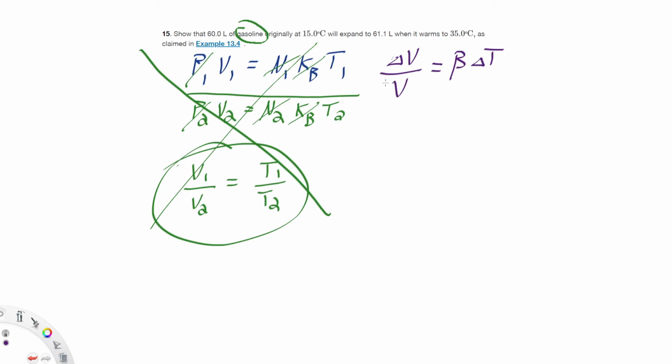Right? So we know everything here except for delta V and beta. So delta V we can solve for, and beta we have to look up. So what is the thermal expansion coefficient for gasoline? 950 times 10 to the negative 6.